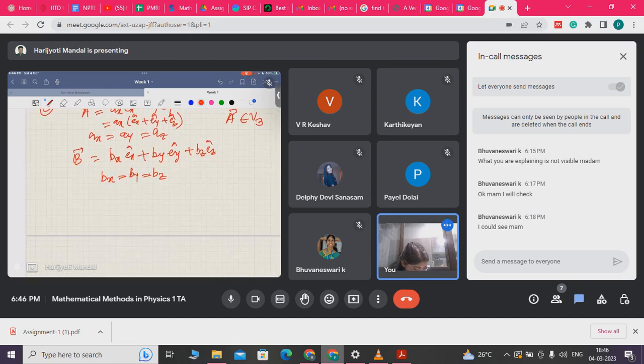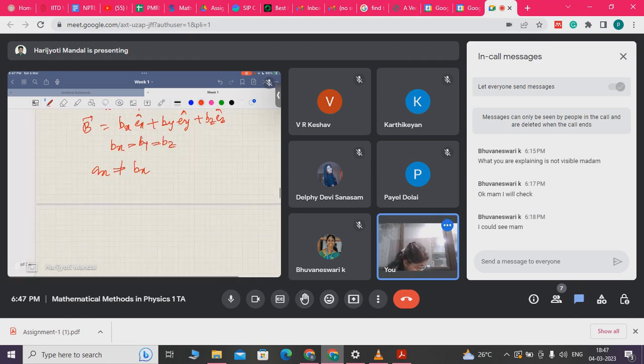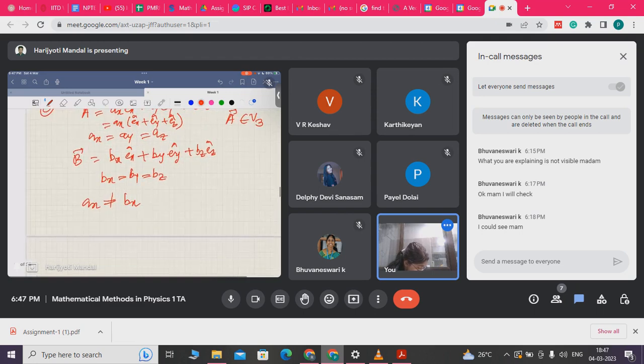So bx, by is equal to bz. Remember the statement: the subset of all vectors with equal components. Equal components means the coefficient of ex, ey, ez of each vector is the same, not equal to the other vectors' coefficients in the same vector space. So ax is not equal to bx. Remember that.